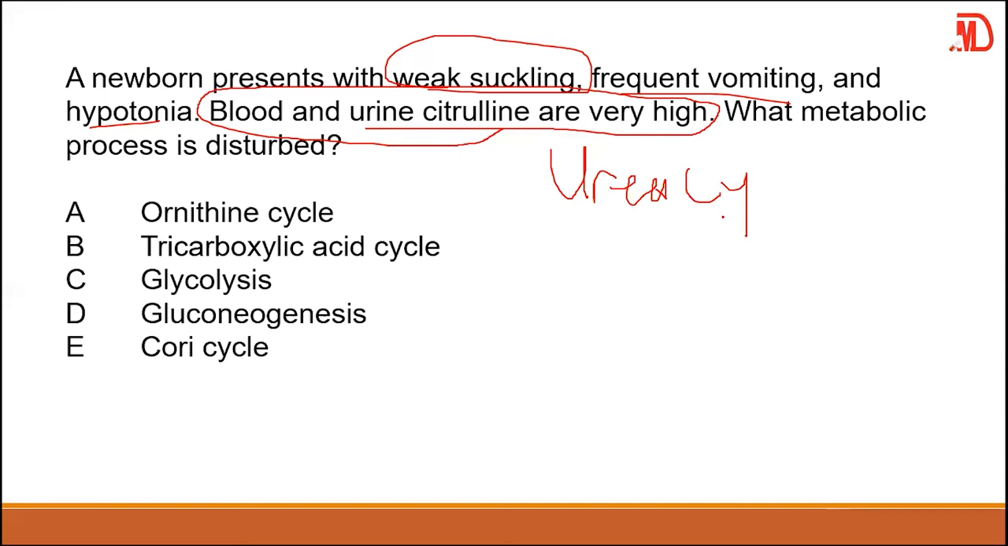So what does this help us do? What this cycle helps us do is excrete ammonia. It is to excrete ammonia by converting it into urea. Don't confuse this with neutralization of the ammonia, which is done by glutamate. So don't confuse that with urea, because with urea, the ammonia is converted to urea to be excreted.